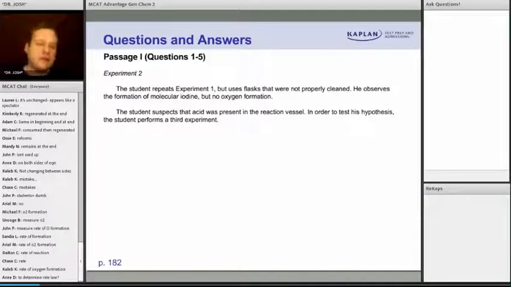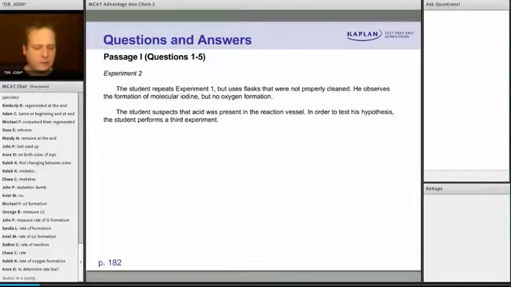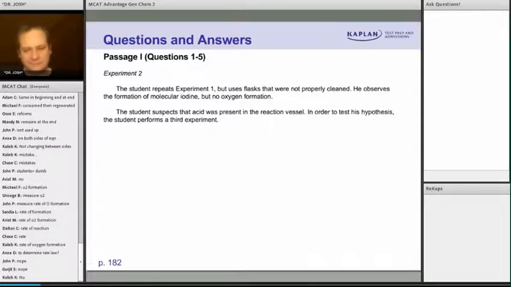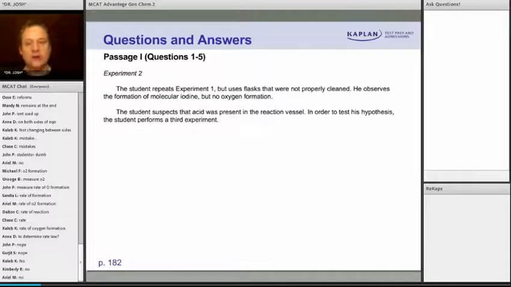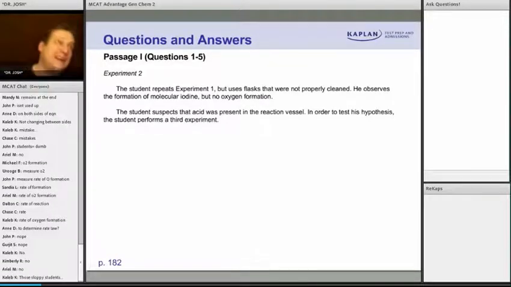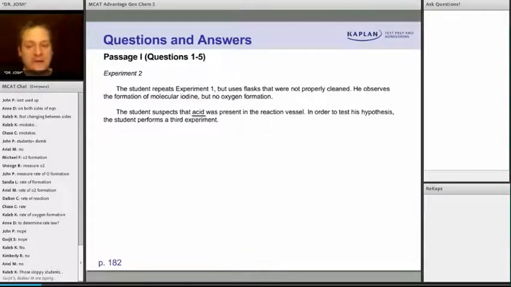Now experiment two, were you surprised by the details of experiment two? No. Here comes what we expected. The student made a mistake. And turns out he or she has a hypothesis. They suspect that acid may have been present. So let's go test this hypothesis.